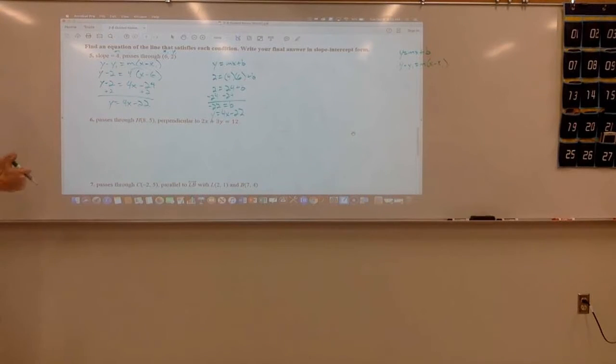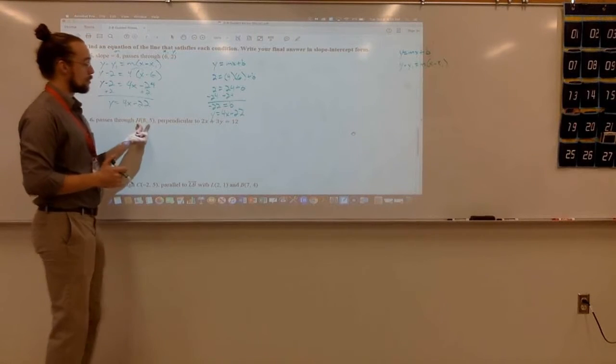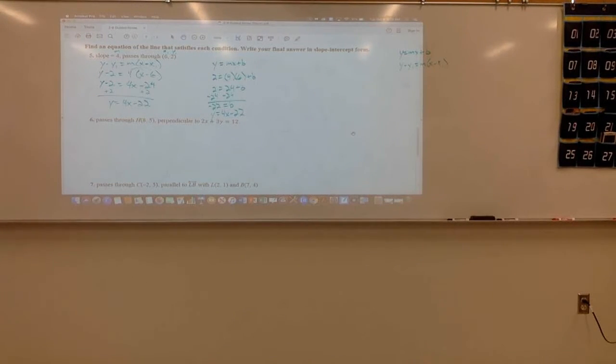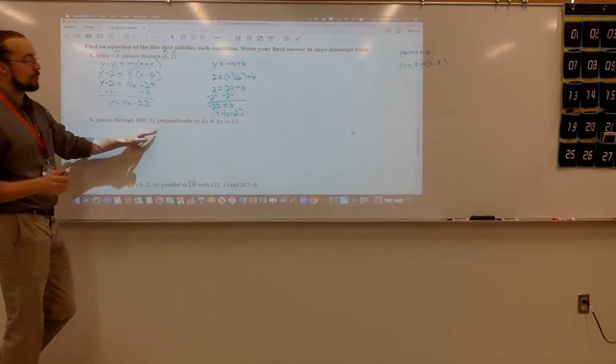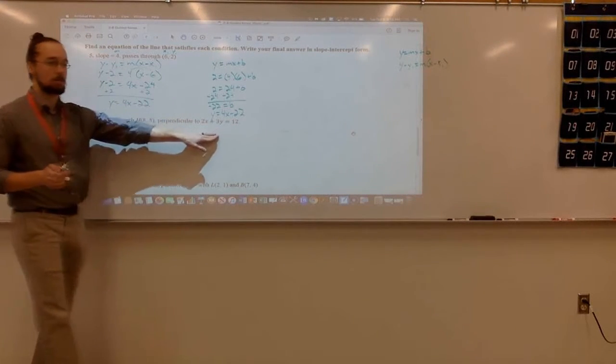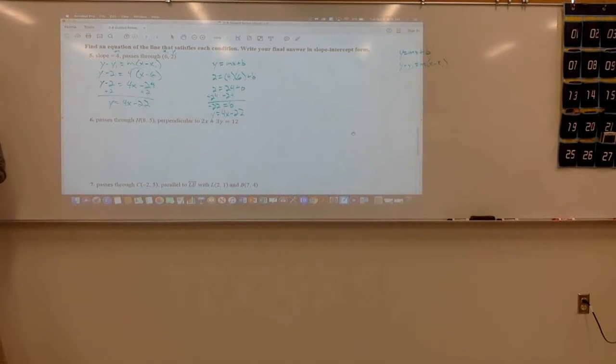So now the next few are writing equations of parallel and perpendicular lines. For number 6 here, it says write the equation of a line that goes through this point and is perpendicular to this line. So we still need the same two pieces of information that we had up here. We still need the slope and a point. Well, I have a point. How would I get the slope of my new line if I want it to be perpendicular to this line? You have to put it into the y equals mx plus b form, and then you get the slope then.